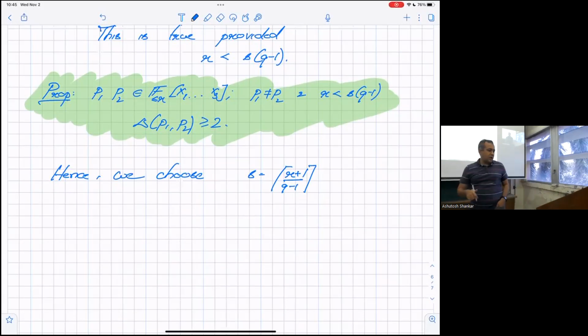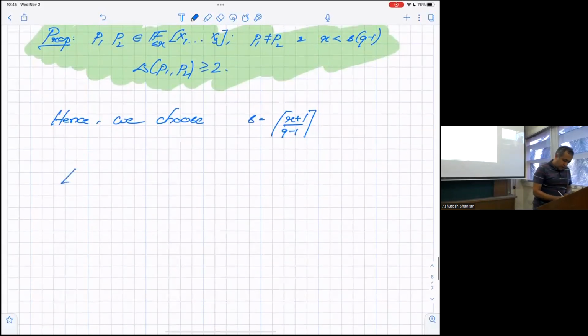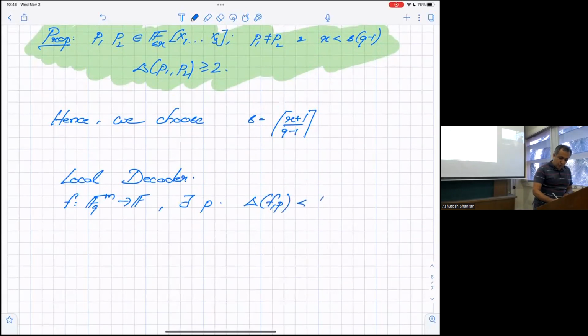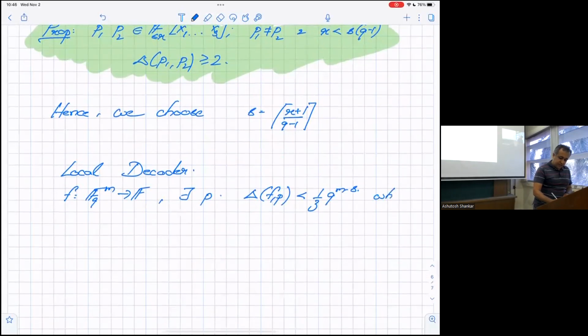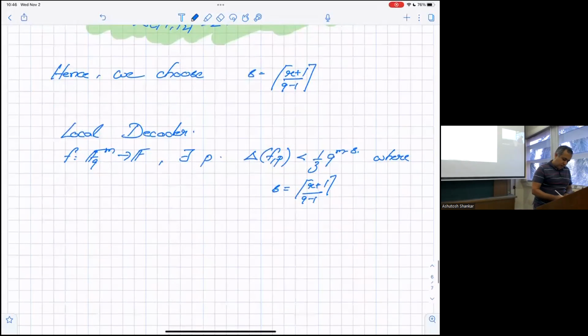So you pick a random... So the algorithm is basically this. This is really a local decoder. You're given F, F from F_q^m to F_q. We are saying there exists a P such that delta(F, P) is less than 1/3 q^(m-S), where S is (R plus 1) by (Q minus 1). And furthermore, let's assume you're also given a specific point Z, and this is the input.